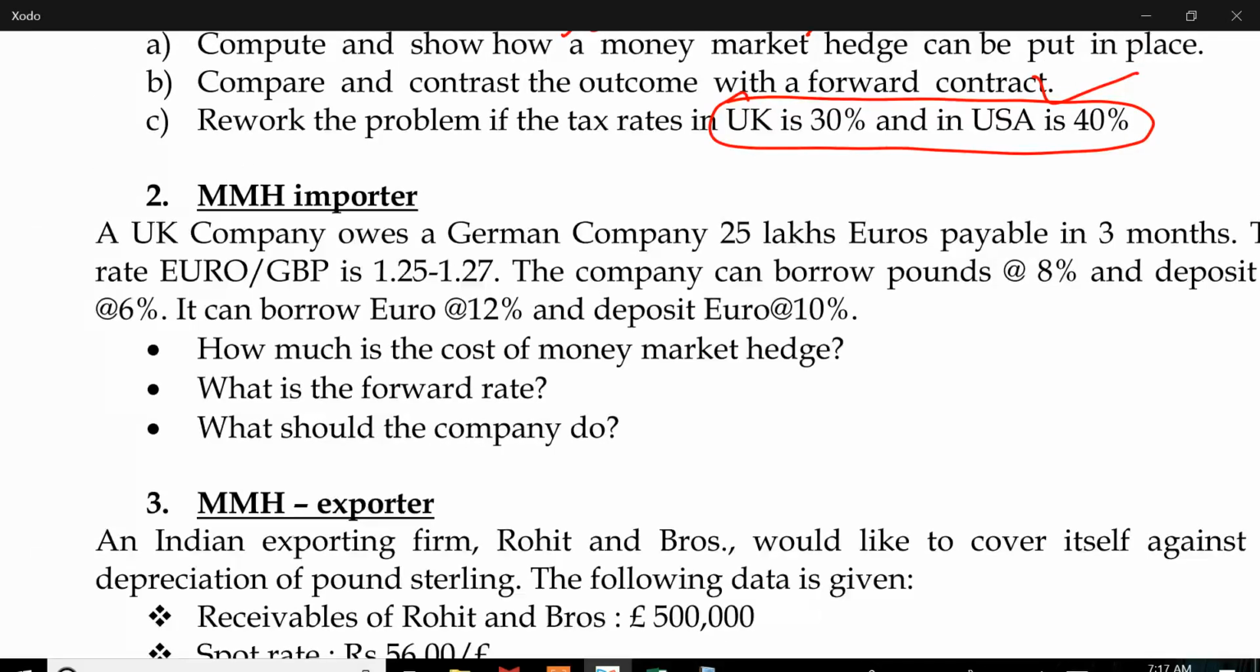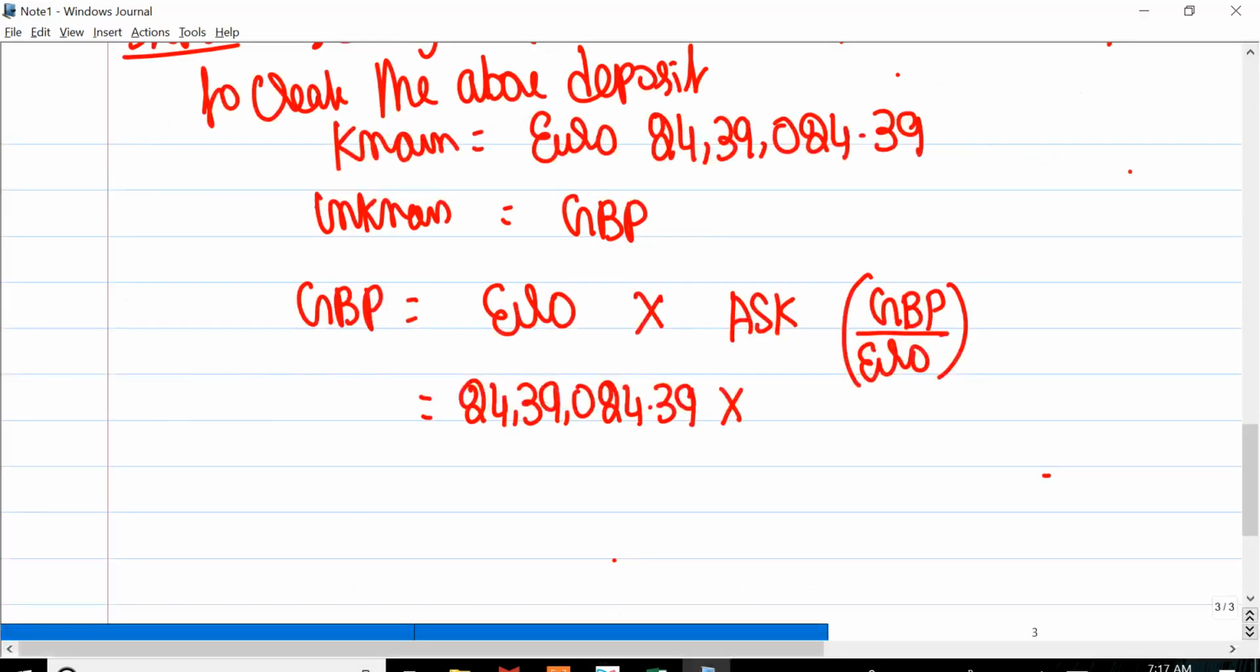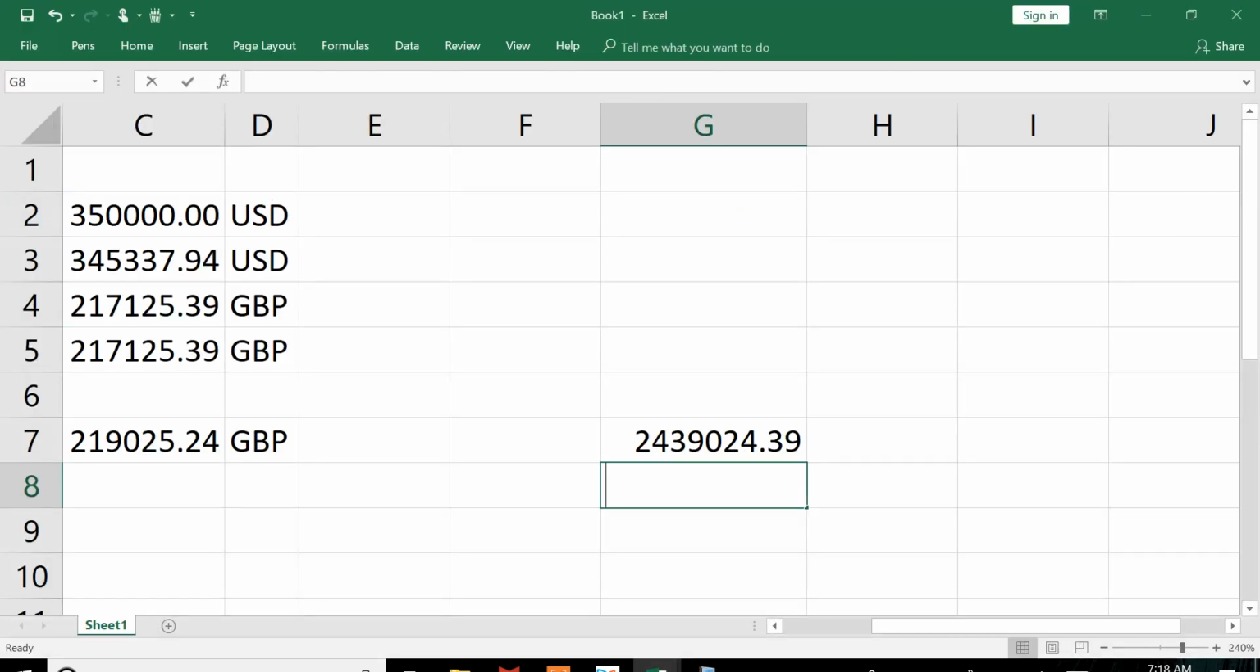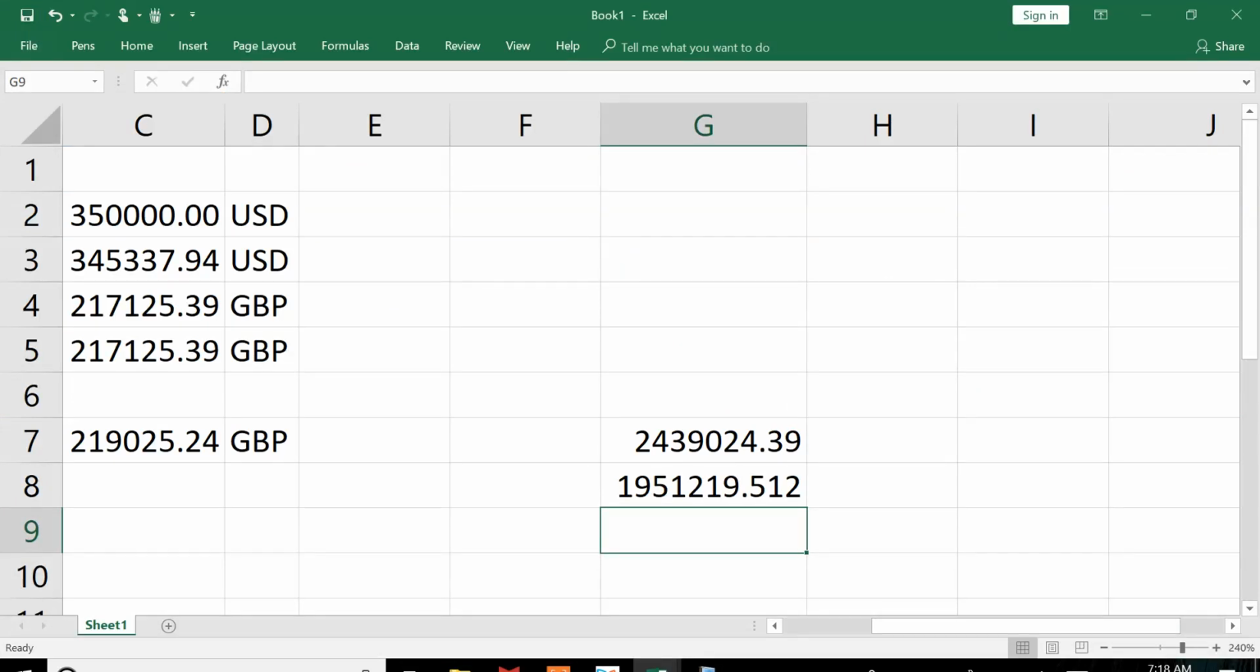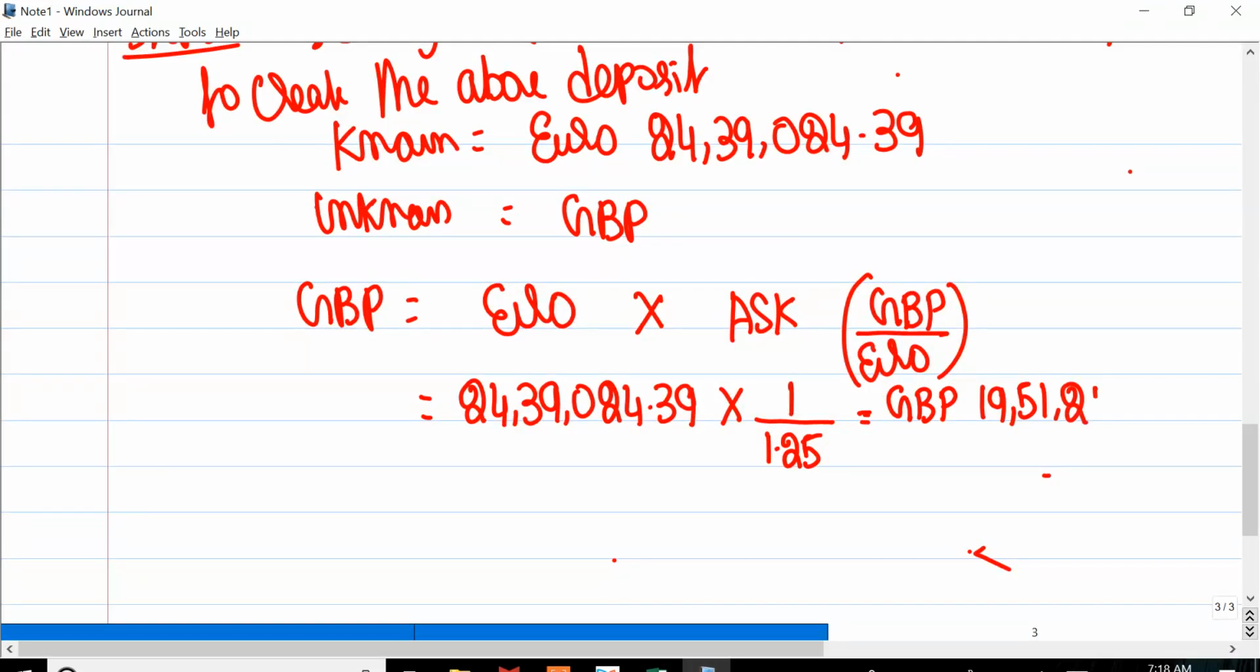Ask GBP per euro is 1 divided by 1951, which is 219.51.